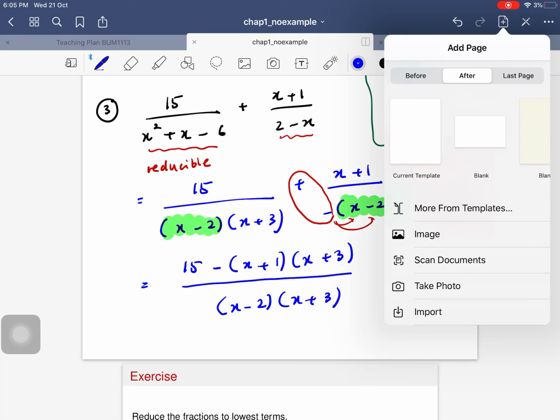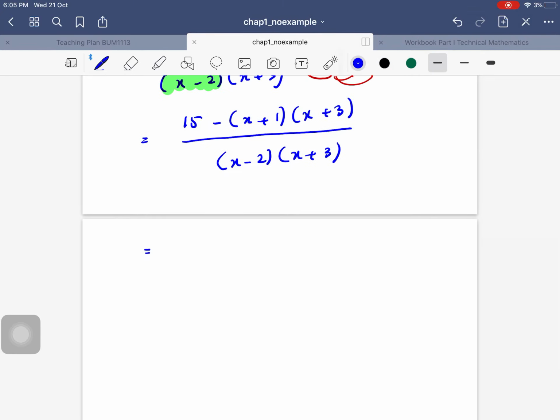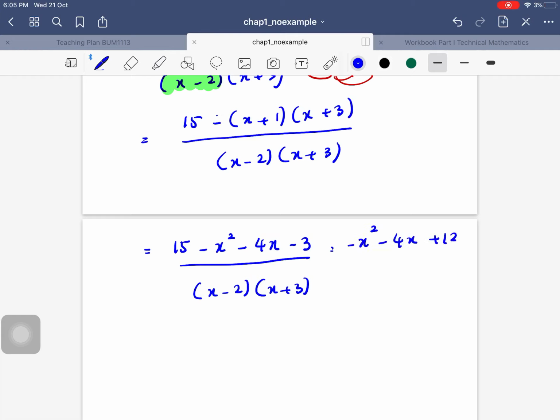So let me add another page. Okay, I'm going to simplify the top. This is going to be 15 minus x to the power of 2, and then 3 and 1, that is going to be 4, negative, so negative 4x. 3 multiplied by 1 is 3, multiplied by this negative right here, so it's going to be minus 3. And that is going to be over x minus 2 multiplied by x plus 3. So when I simplify, I'll end up with negative x squared minus 4x plus 12, over x minus 2 times x plus 3.